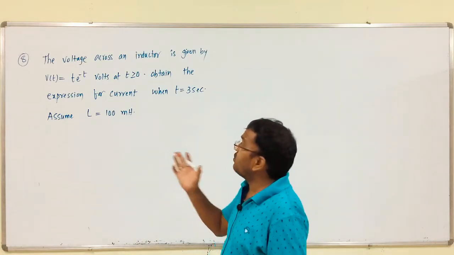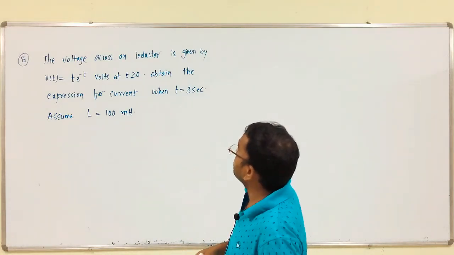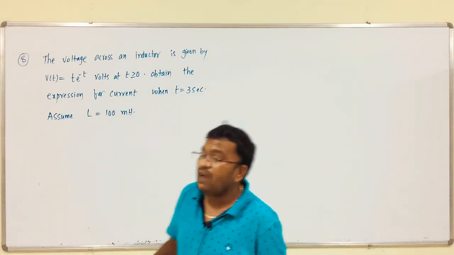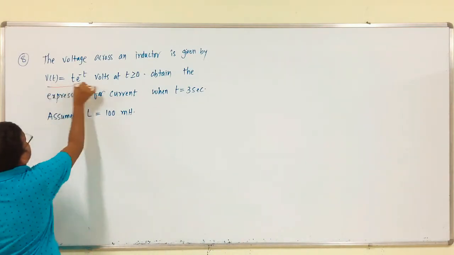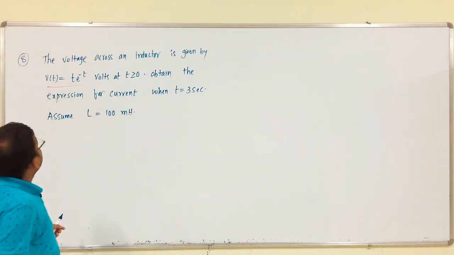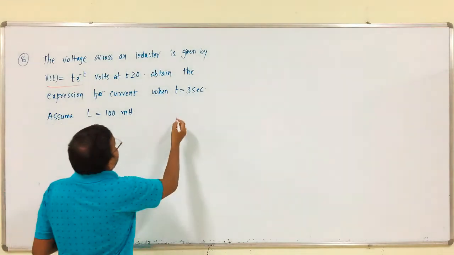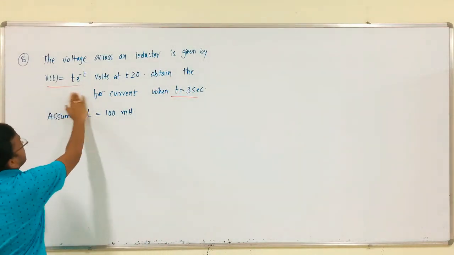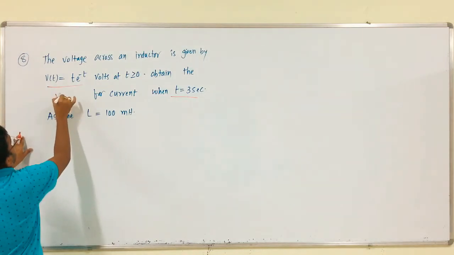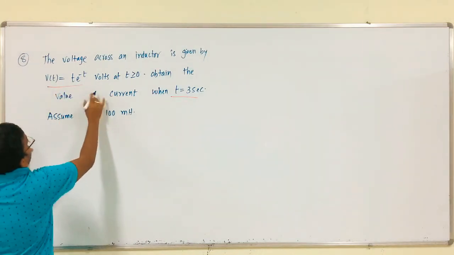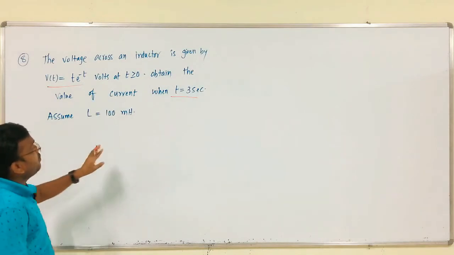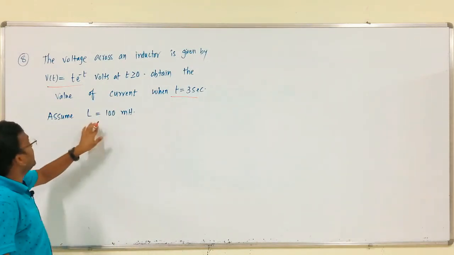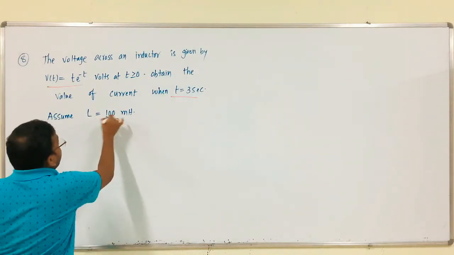Last problem. The voltage across an inductor is given by V of t equals t into e power minus t. Obtain the value of current when t is equal to 3 seconds, not the expression, the value of current when t is equal to 3 seconds. Assume L equals 100 millihenry.